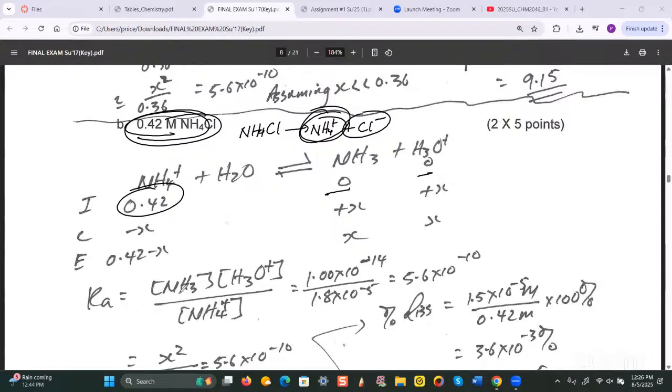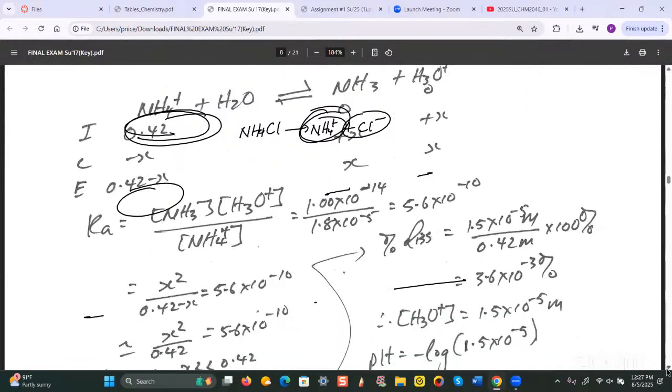Ka is equal to the concentration of NH3 times the concentration of H3O+, divided by the concentration of NH4+. And again, you will not see the Ka for NH4+, but you will see the Kb for the ammonia, which is a base. So that's why we do this again. And it turns out that the Kb for ammonia is also 1.8 times 10 to the minus 5. So that means that the Ka for the ammonium will work out to be 5.6 times 10 to the minus 10, resulting from dividing the 1.00 times 10 to the minus 14 by the 1.8 times 10 to the minus 5.